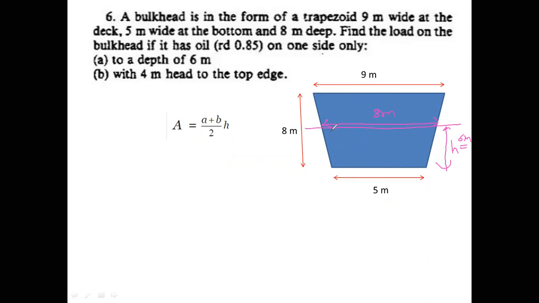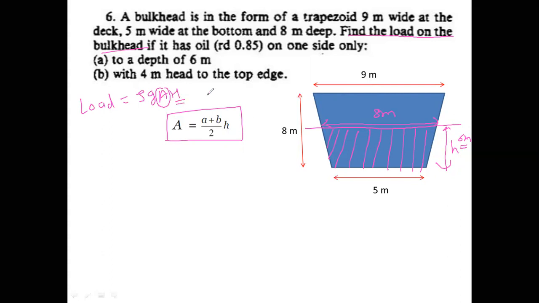This thing we have already done the calculation. We got the values. Now what we want is to find the load on the bulkhead. Now for finding the load on the bulkhead, the formula is: load is equal to rho g A h. Now to calculate the area, you can easily use this formula and calculate the area of this underwater part of the bulkhead.